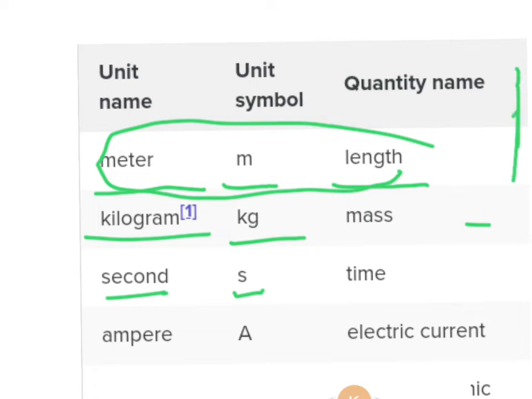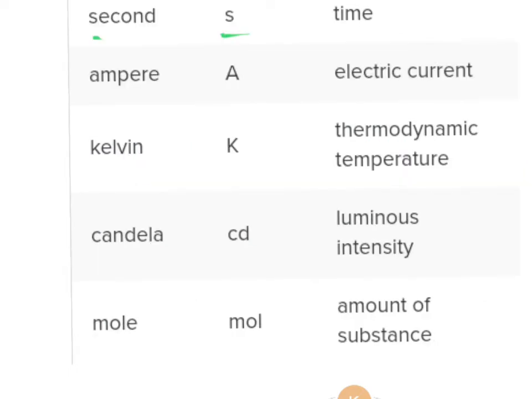Another physical quantity is electric current. Its SI unit is ampere. It is represented by capital A. So the SI unit of electric current is ampere. Then we have another physical quantity, that is thermodynamic temperature or simply temperature. What is its SI unit? Kelvin.